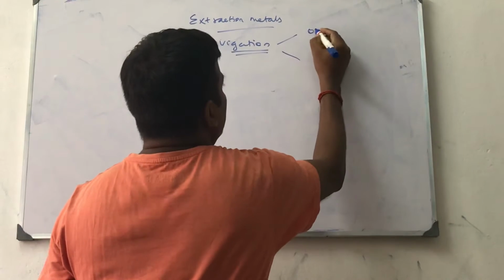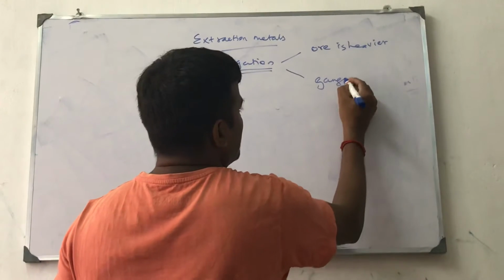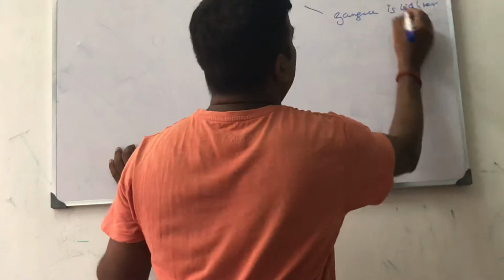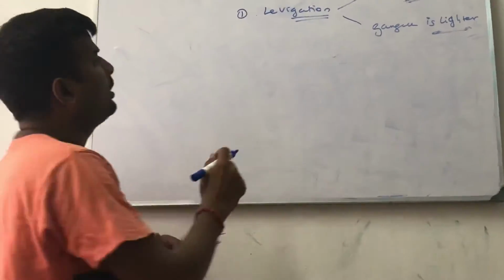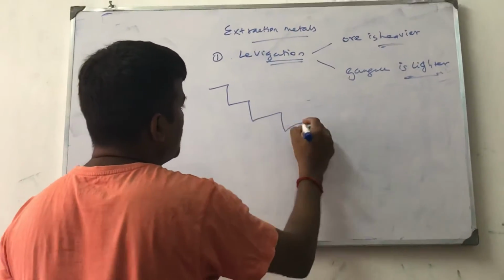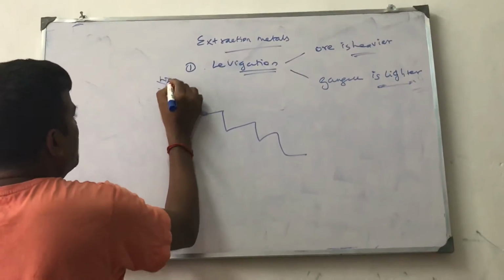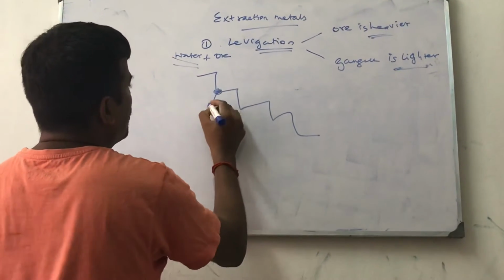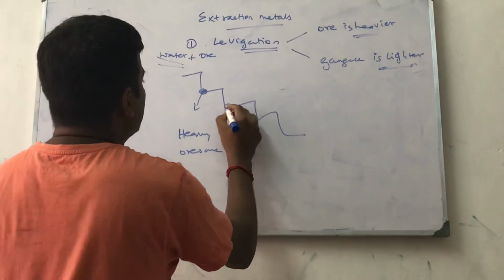In levigation, the ore is heavier and the gangue is lighter. So these are the two things there. The ore is heavier and the gangue is lighter. See the diagram. It's a step-wise process. When you are passing the water plus ore like this, the heavy ores settle down here.